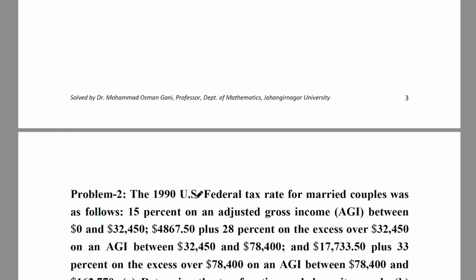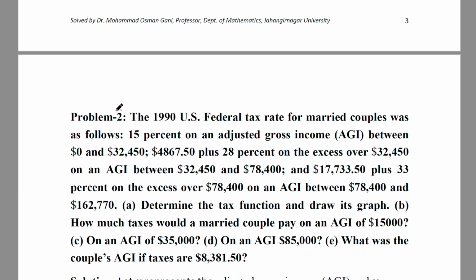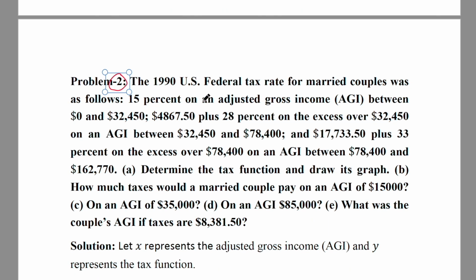Now let us try to understand the second problem. Second problem is exactly the same as the first problem, but let me show you. Here the tax rate is 15%, 28%, and 33% like before. And 15% tax if one has income within this amount, and 28% tax if one has income within this amount.